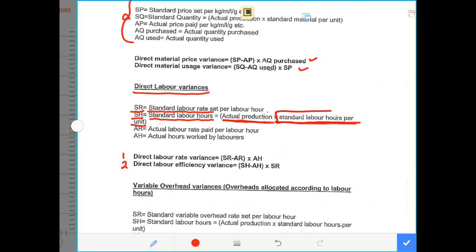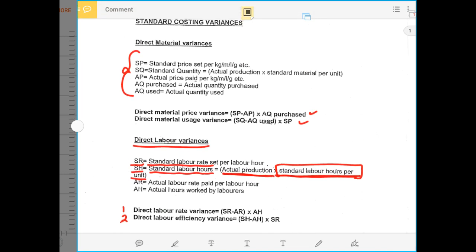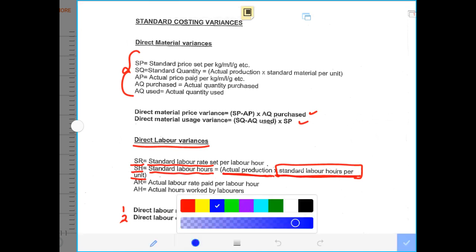Remember, labor hours per unit is the number of hours that are needed in order to complete 1 unit of a product. Now, if you see with these two variances that we have done so far, there is some comparison that I want to bring to your attention.